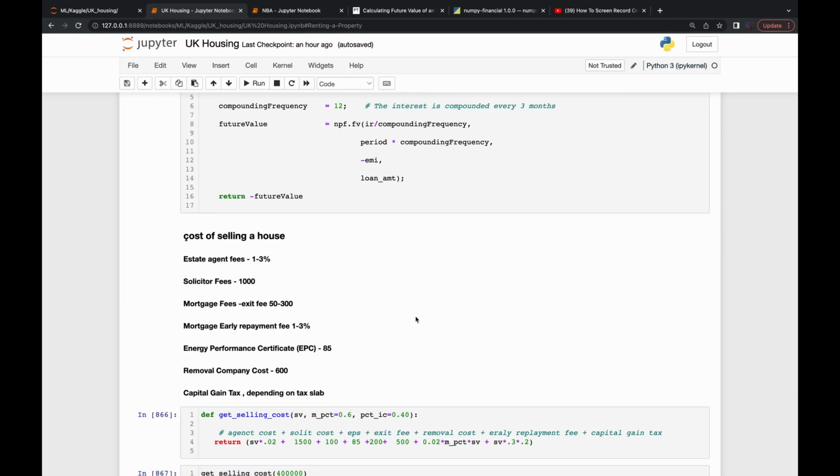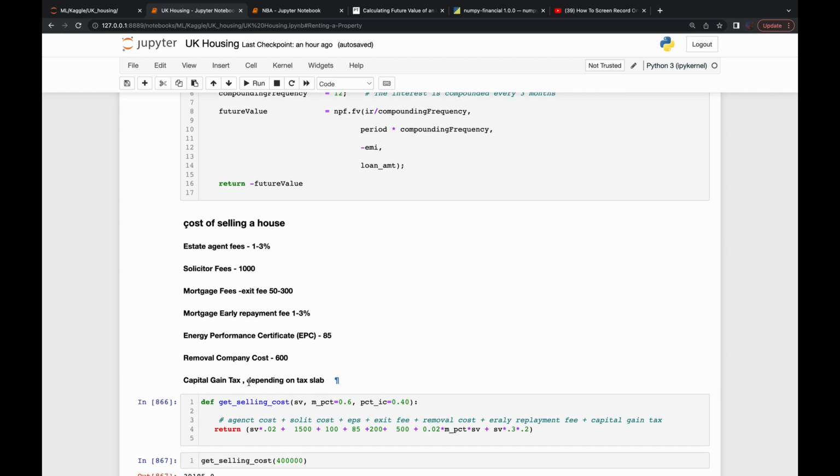Now let's consider what is the cost of selling a house. When you are selling a house, you have to pay money to your real estate agents. They will take 1 to 3%. Roughly they take about 2%. And then you have to pay some solicitor fees and other mortgage exit fees. Most often, when you're taking a mortgage, there is an early repayment fee. That's about 2%.